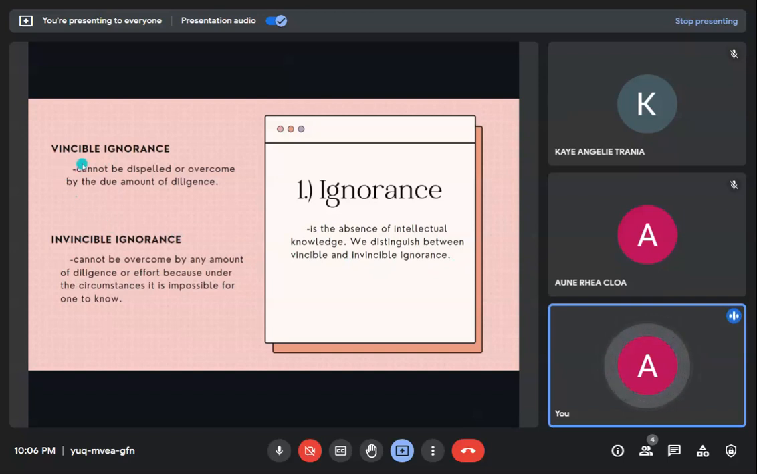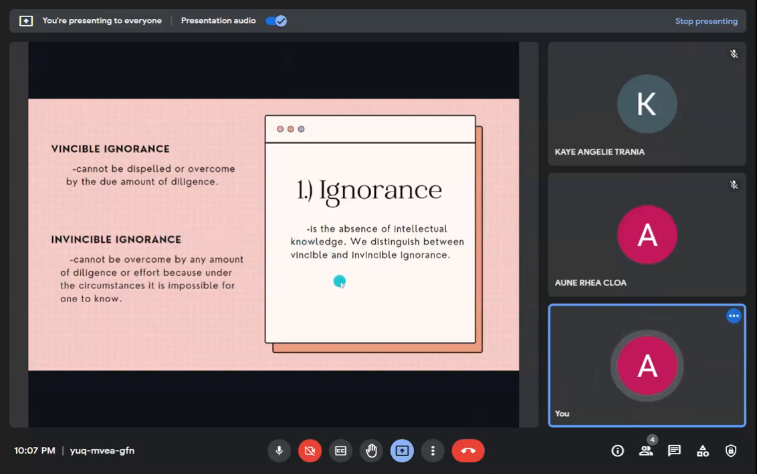We have first the vincible ignorance. This is the ignorance that can be dispelled or overcome by the due amount of diligence. It can be dismissed by the use of ordinary diligence. This results from the lack of proper diligence on the agent's part and is his fault. This is also called the culpable ignorance.